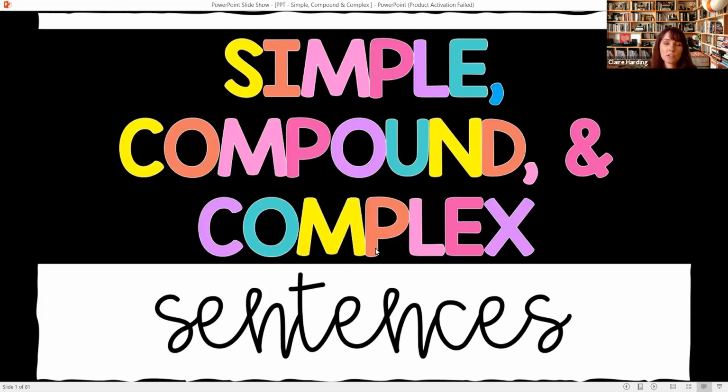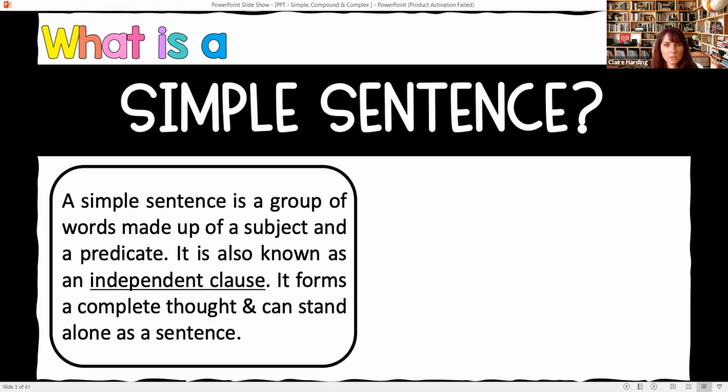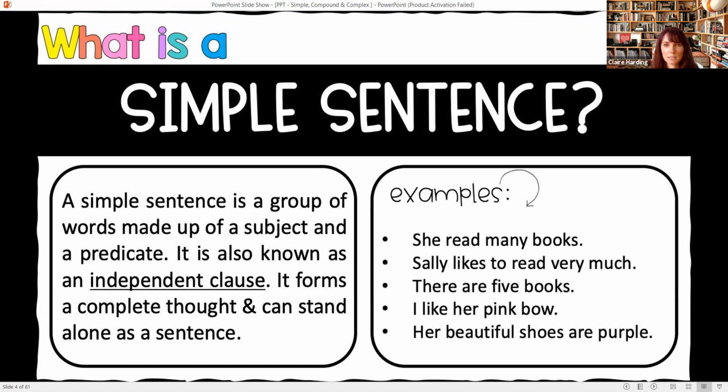I'm a supervising teacher at Compass Charter Schools, and I am going to go over simple, compound, and complex sentences with you today. So what is a simple sentence? A simple sentence is a group of words made up of a subject and a predicate. It is also known as an independent clause because it forms a complete thought and can stand alone as a sentence. So some examples of a simple sentence would be, she read many books.